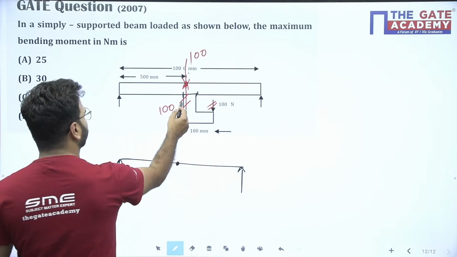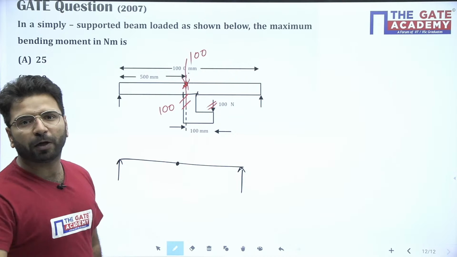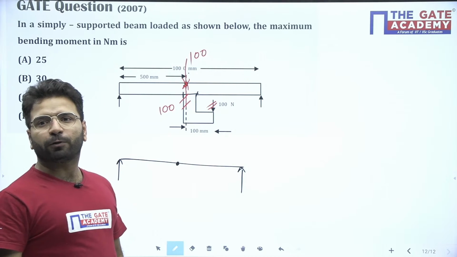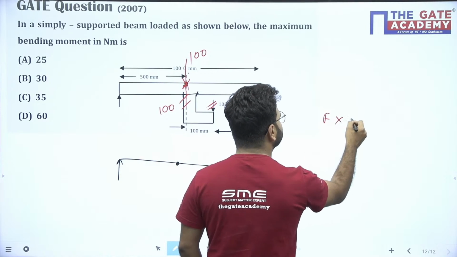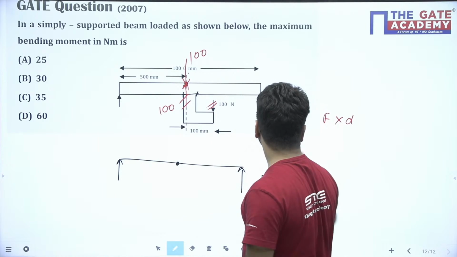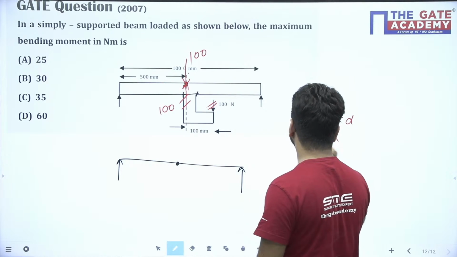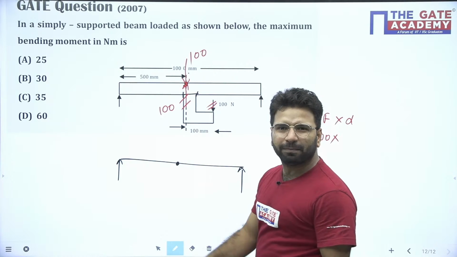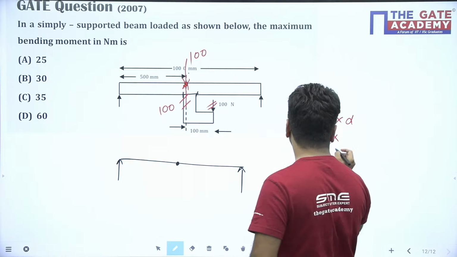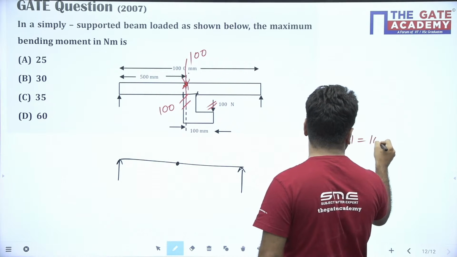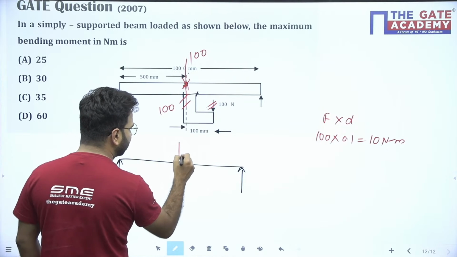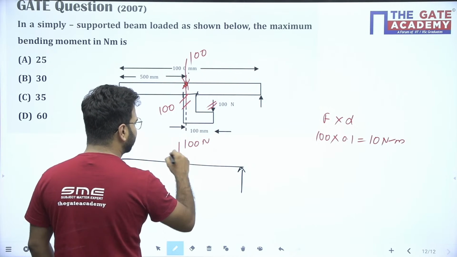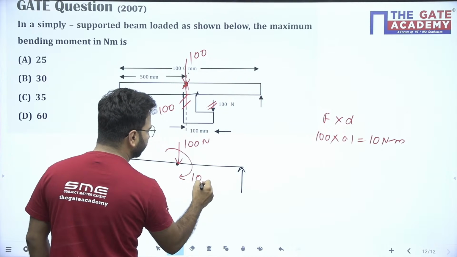So these two forces will form a couple of magnitude what? You know how to calculate the magnitude of a couple? Couple magnitude is force into distance between them. So what is the force? Force is 100. What is the distance between them? It's 100 mm. So let's convert into meter, so that will be 0.1. So that will be 10 Newton meter. Okay. So this diagram can be converted like that: 100 Newton here and moment here 10 Newton meter.